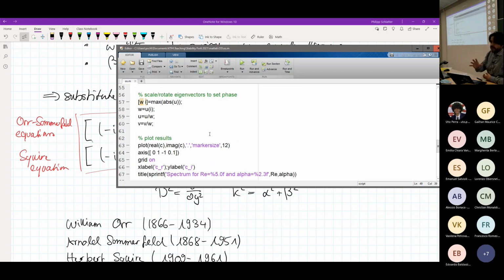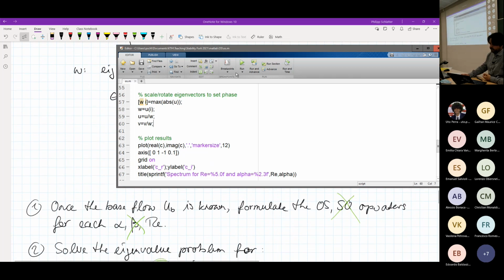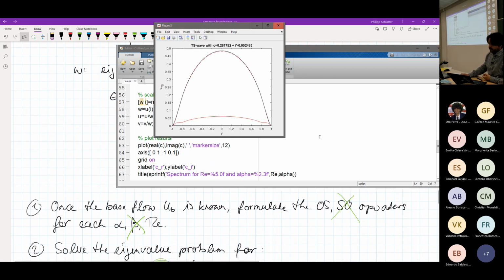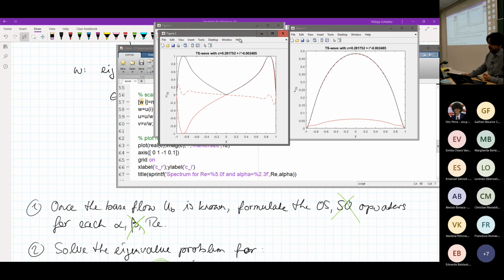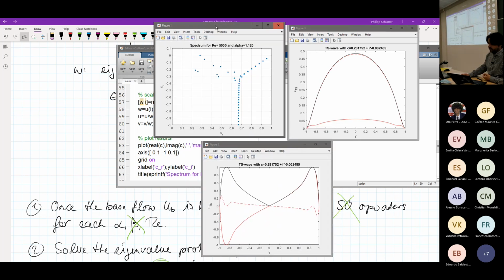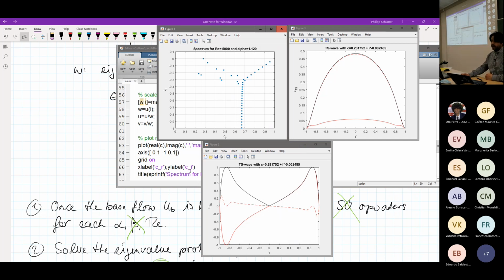So it's really exactly what we said. There's nothing weird in here. Yeah, so let's see what happens. So I just let it run. And what I get is 3 different results here. I get first a spectrum, or something that I call a spectrum.